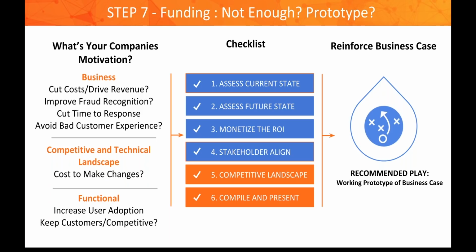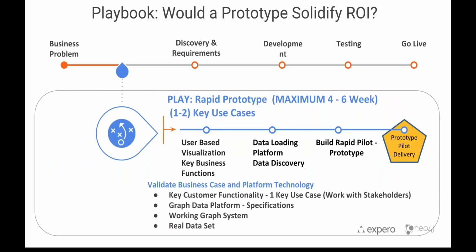And that's where we take a play out of our playbook. Would a prototype help to do this? In many cases, you may say, absolutely. I don't recommend, and we typically don't recommend going too big, but pick a time frame, whether it's 4 weeks or 6 weeks. Expero and Neo4j typically do these things in the 4 to 6 week time frame. We may pick 1, maybe 2 use cases, wouldn't get too crazy with it. And that's where we then take that individual line item, let's load some data.